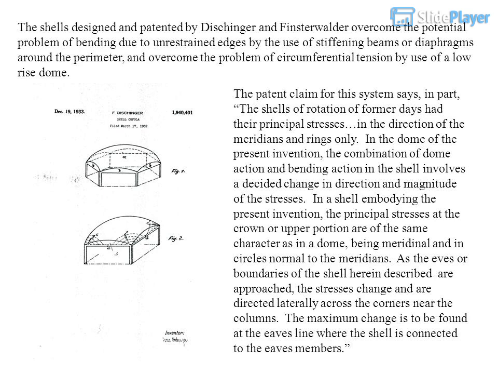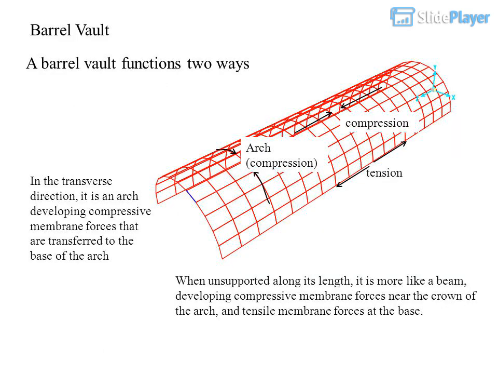As the eaves or boundaries of the shell herein described are approached, the stresses change and are directed laterally across the corners near the columns. The maximum change is to be found at the eaves line where the shell is connected to the eaves members. A barrel vault functions 2 ways.